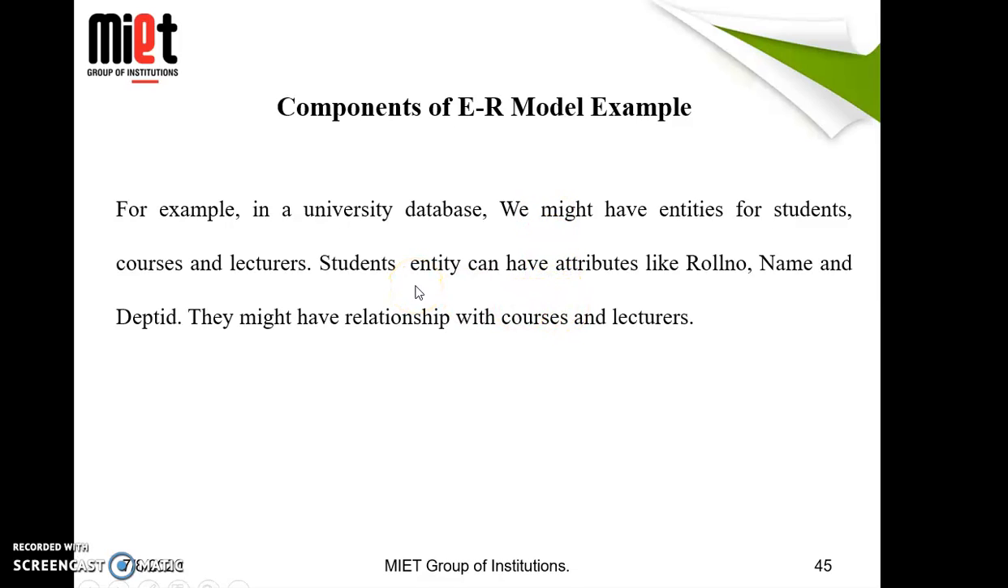For example, consider a university database. We might have entities like student, courses, lecturers. Lecturers means faculties. A student entity can have attributes like roll number, name, and department ID. Likewise, course also has attributes like course name and course number.